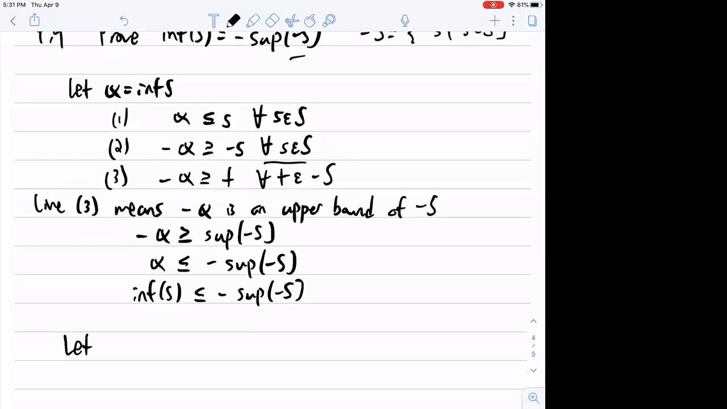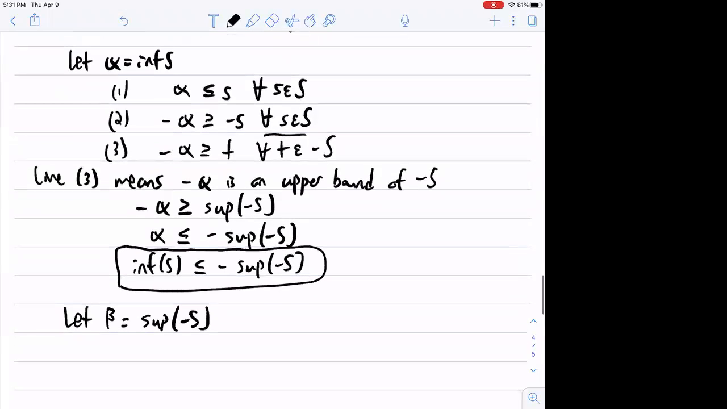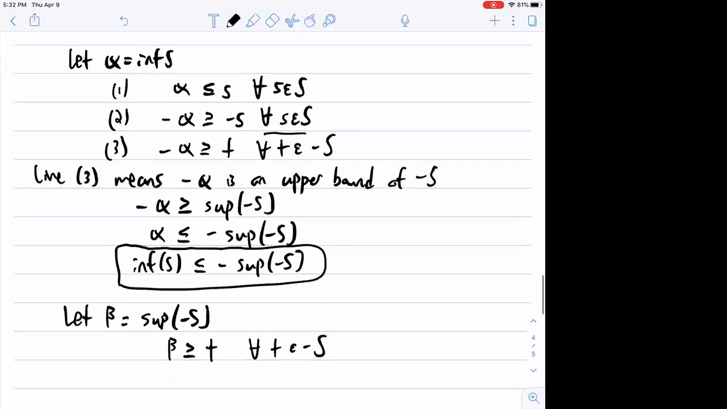So let me box this. Let beta be sup of negative S now. And now we go backwards. By definition, this means what? Sup is an upper bound, right? So beta is bigger than or equal to t for all t in negative S. This is a property of sup. It's the least upper bound, but I'm just using the fact it's an upper bound.